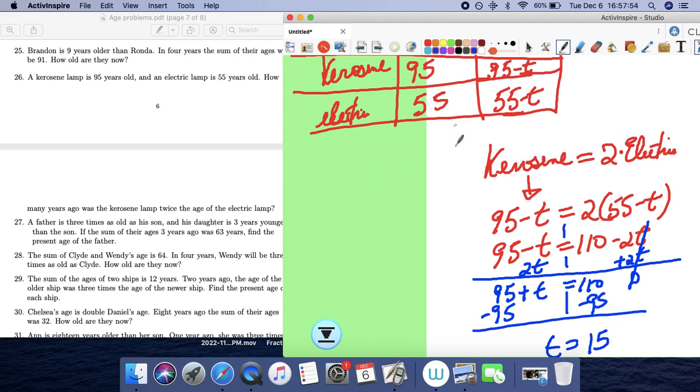All right, so 15 years ago, if you want to plug it in here, the kerosene lamp: 95 minus 15 gives you 80. And 55 minus 15 gives you 40. So 15 years ago the relationship was twice. Wow, look at that, it is! The kerosene lamp was 80 and the electric lamp was 40. So there's another little extra for you just to make sure that you have it correct.